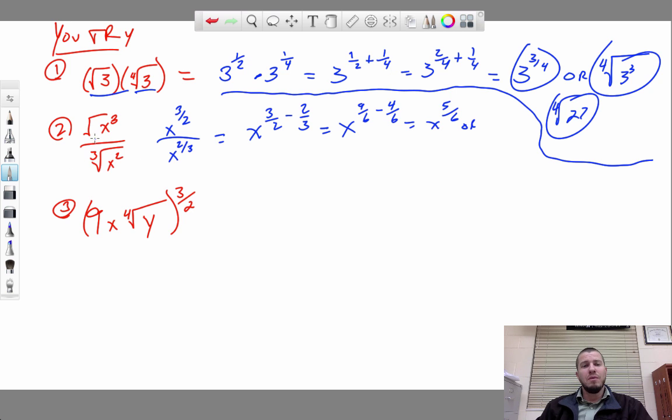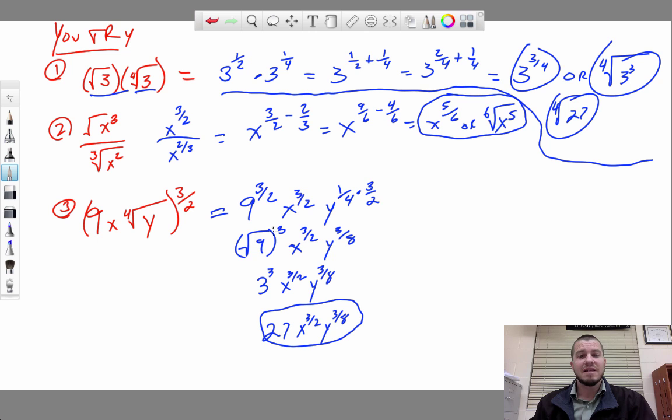So for number 2, I change it to exponential form. The numerator becomes x raised to the 3/2. Remember, this is a square root, so my denominator becomes 2. The denominator becomes x raised to the 2/3. So you're subtracting them. 3/2 minus 2/3. Got to find a common denominator, so that becomes 9/6 minus 4/6, which is x raised to the 5/6. And you can write that in radical form. That would be the 6th root of x to the 5th.